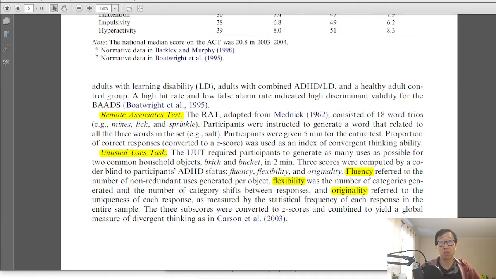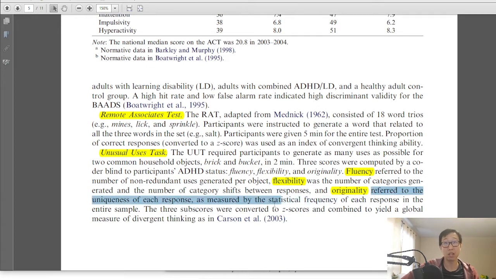And for the unusual uses task, they're given 2 minutes, and there are three subscores within the unusual uses task. There's fluency, which is the number of non-redundant uses per object. Flexibility, the number of categories generated, and the number of category shifts between responses. So I don't know what the shifts here are, but we can imagine that if the uses are very broad, then you'd have a high flexibility score. Broad as in, they're not used in similar ways in similar contexts.